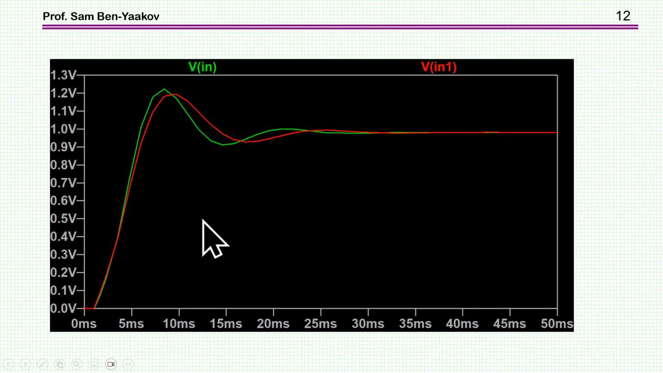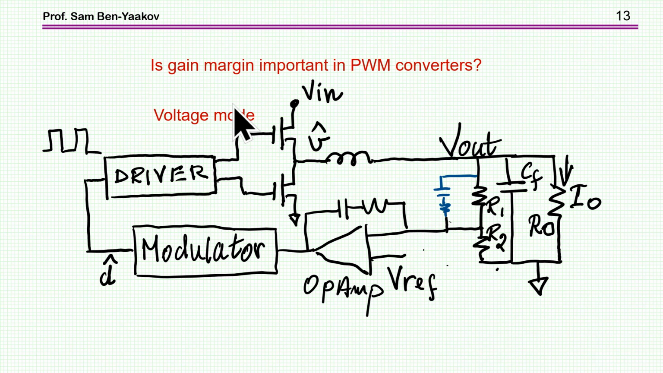It just tells you how far you are from instability in terms of gain. Now, the question is, is gain margin important in a PWM converter? So I'm showing here what is like a synchronous buck converter. We have the half bridge here, the two transistors. We have the output section. This is the error amplifier, the modulator, and there is a driver, of course, for these two transistors. And the system is fed by a power supply of Vin.